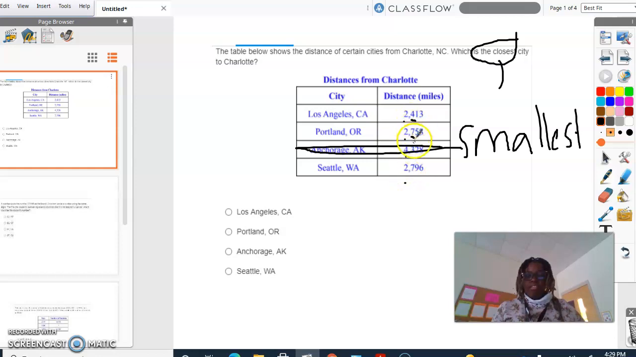I have 4, 7, 7. Which one is the smallest? Good job. This one is Los Angeles, California. So that means Los Angeles, California is our answer.